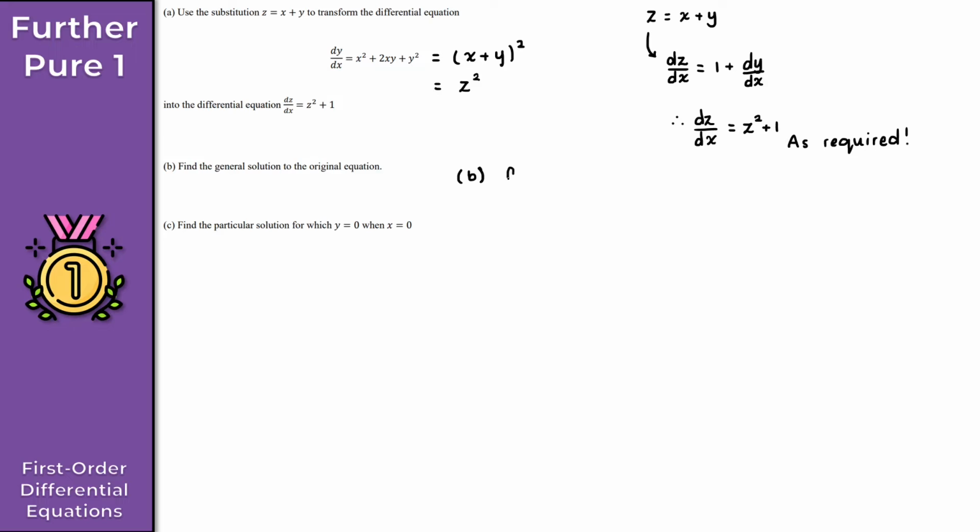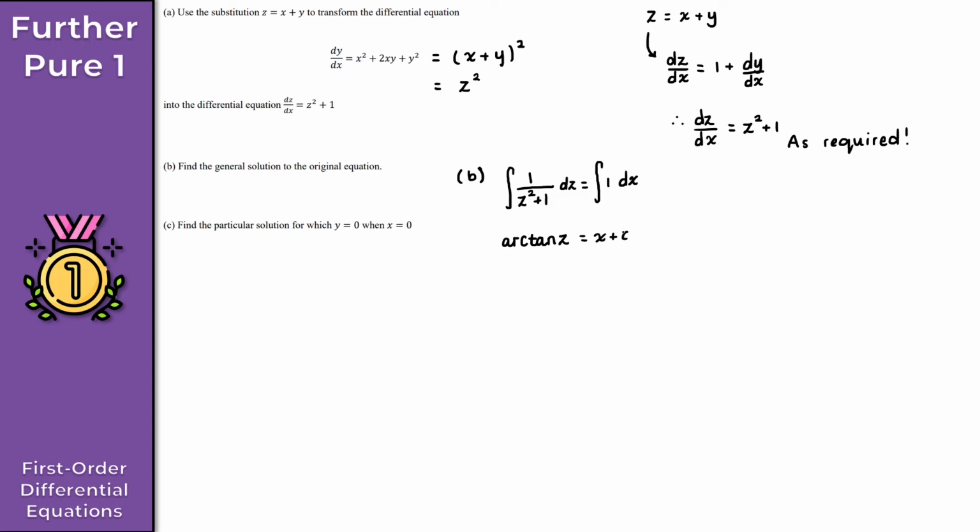We have the integral of 1 over z squared plus 1 dz is equal to the integral of 1 dx. What you need to recognize is that the integral of 1 over z squared plus 1 is one of our standard results. This just gives me arctan of z, and this will be equal to x plus c.